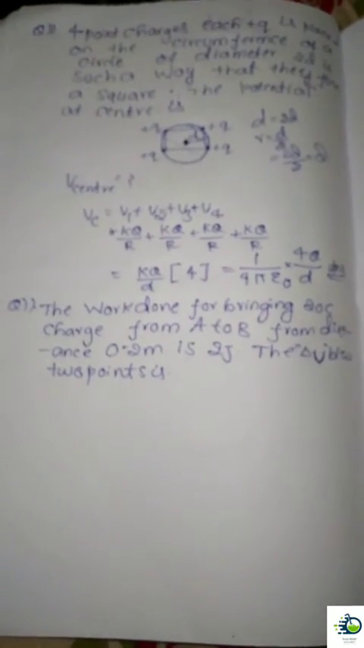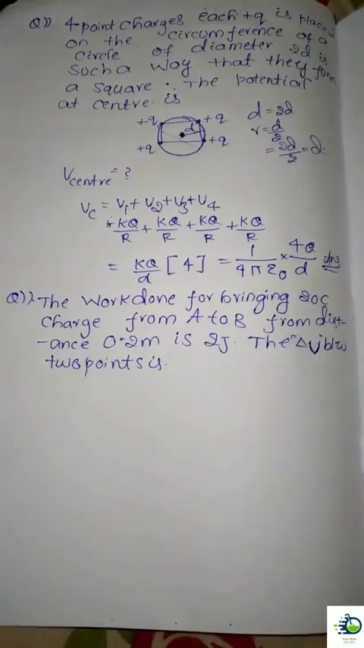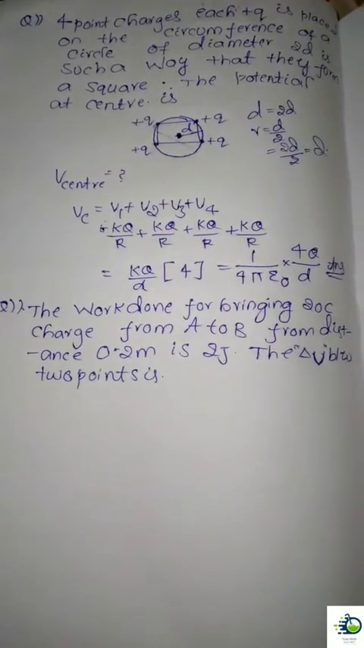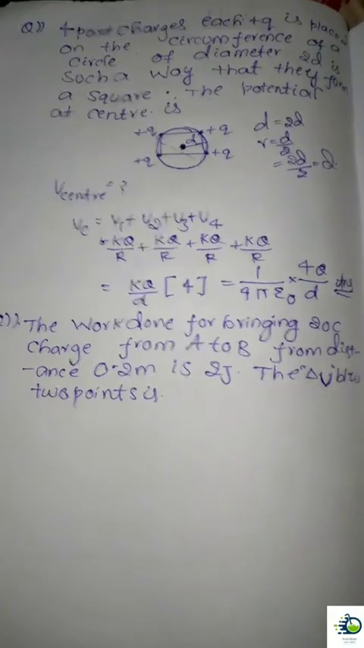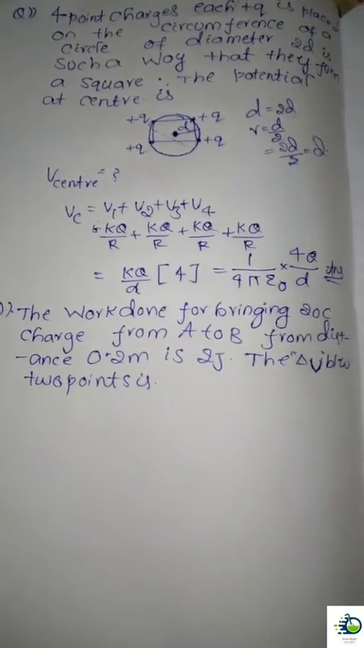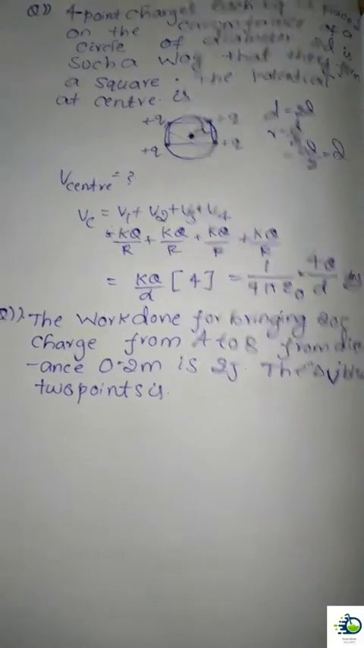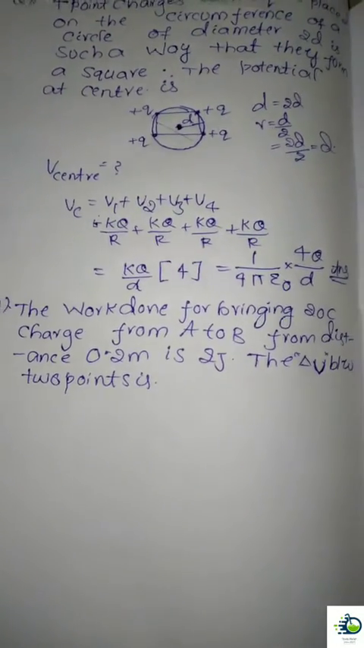Now, let us see another question. The question is: the work done for bringing a 20 coulomb charge from A to B, over a distance of 0.2 meter, is given as 2 joules. Find out delta V.